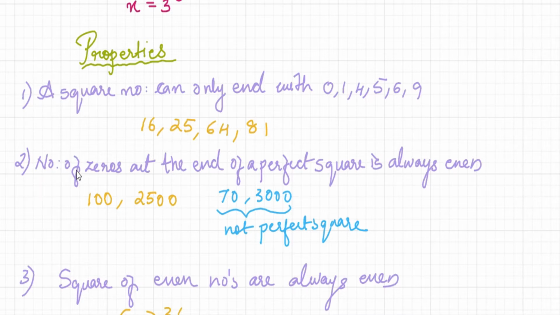Property number 2: the number of zeros at the end of a perfect square is always even. Clear? The number of zeros at the end of a perfect square is always even. See here, 100 is a square of 10. We have 2 zeros. Then 2500, again 2 zeros. See another 2 numbers. 70 has only 1 zero at the end and it is not a perfect square. 3000 is not a perfect square, as there are 3 zeros over here. So that's it.